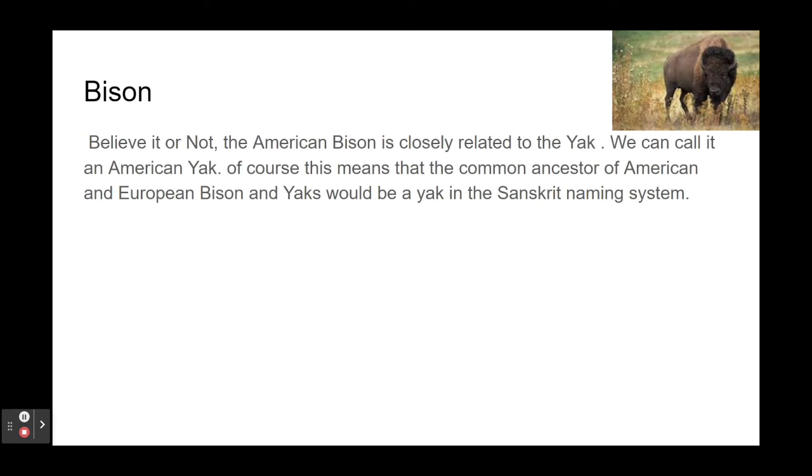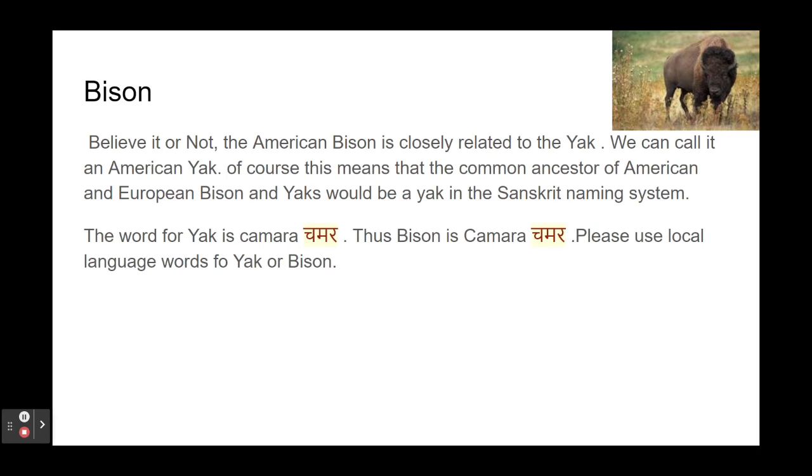Bison. Believe it or not, the American bison is closely related to the yak. I think on the matrilineal side, we can call it an American yak. Of course, this means that the common ancestor of American and European bisons and yaks would be a yak in the Sanskrit naming system. The word yak is chamaraha. Thus, bison is also chamaraha. Please use the local language for yak or bison.